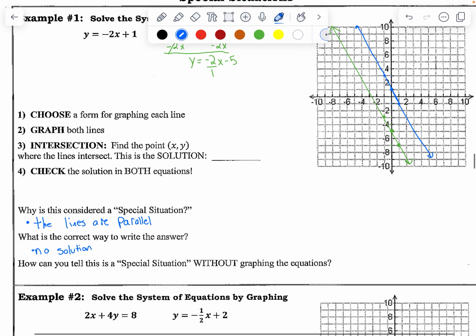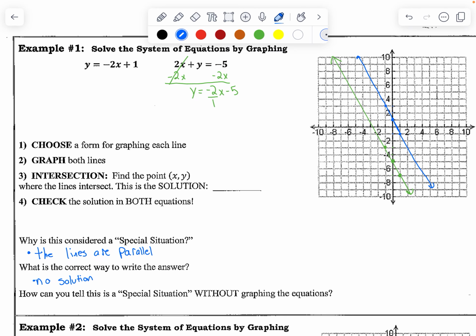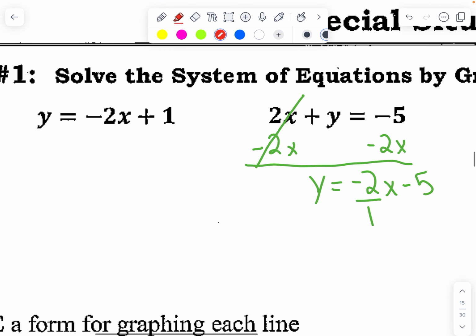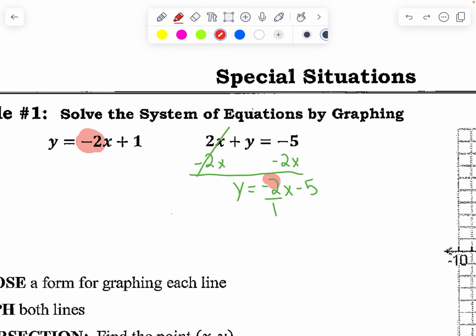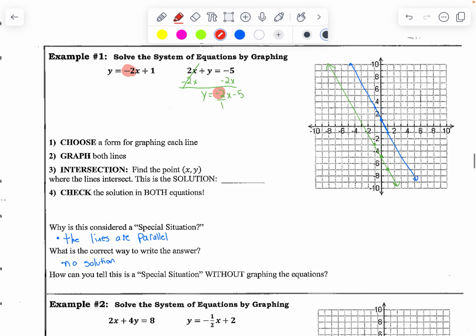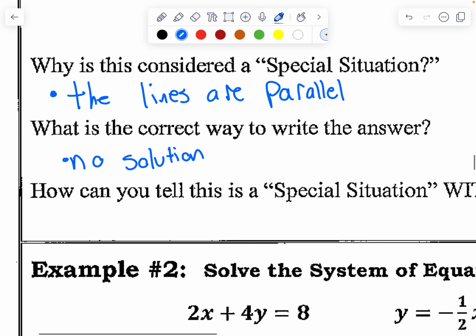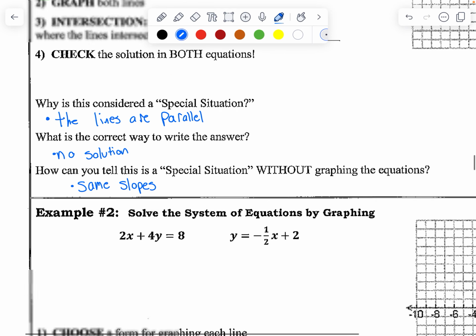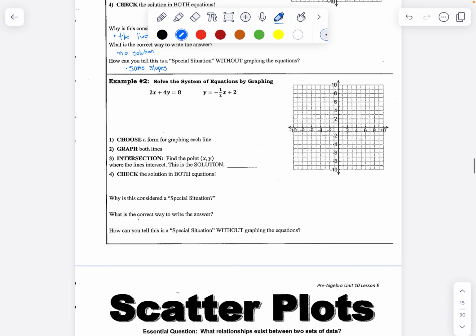Now, how can you tell this is a special situation without graphing the equation? Look at the slopes. The slope of the first one was -2. -2, not -2x. Let's be very clear on that. People get that wrong in the checkpoint every year. It is -2. The slope on the other one was also -2. So since they had the same slopes, they were going to be parallel.